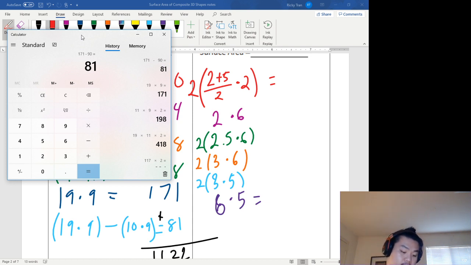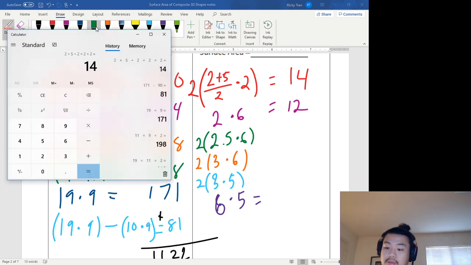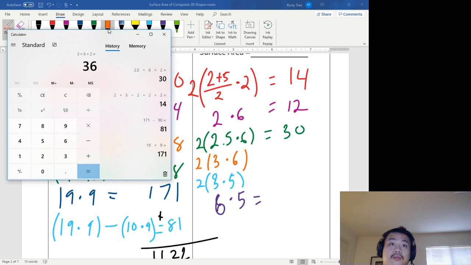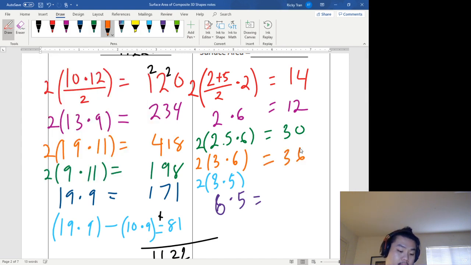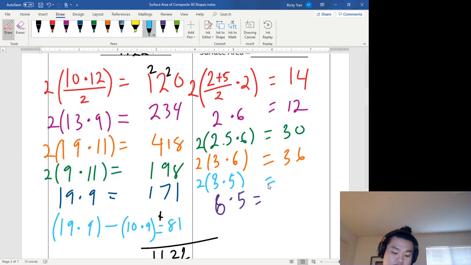So 2 plus 5 divided by 2 times 2 times 2. So 14. Okay. Then we have 2 times 6, which is just 12. Then we have 2.5 times 6 times 2, which is 30. Then we have 3 times 6 times 2, 36. And then we have 3 times 5 times 2, which is 30.